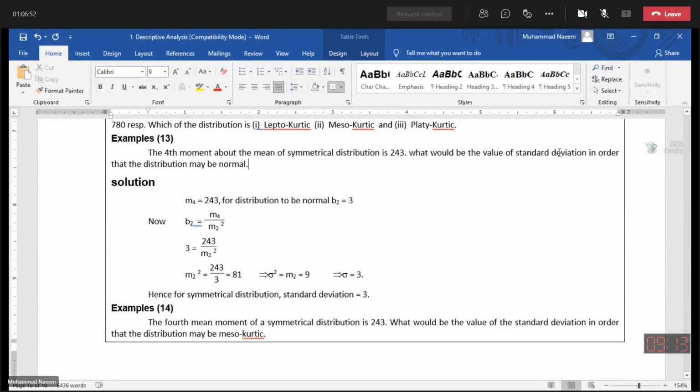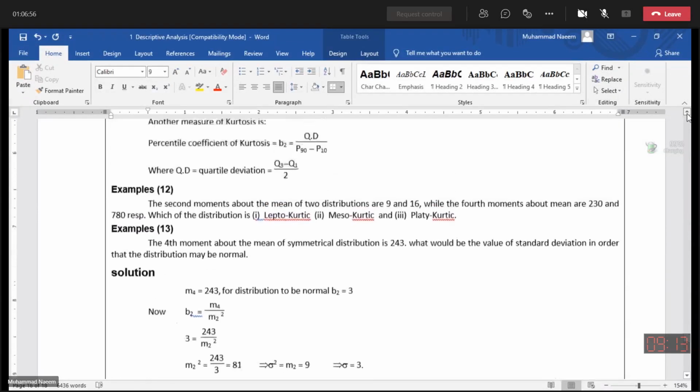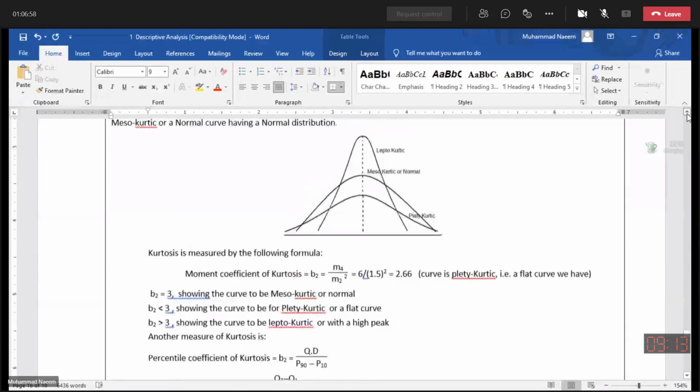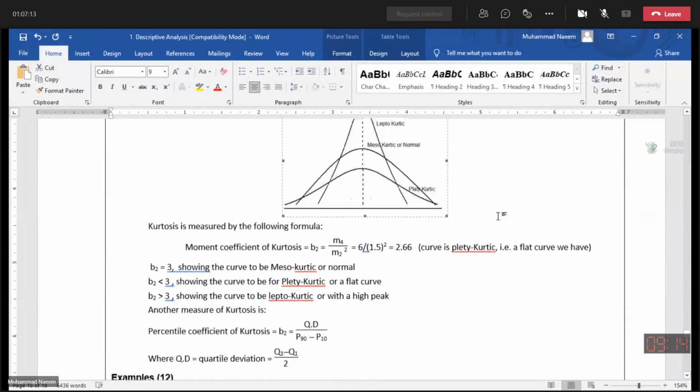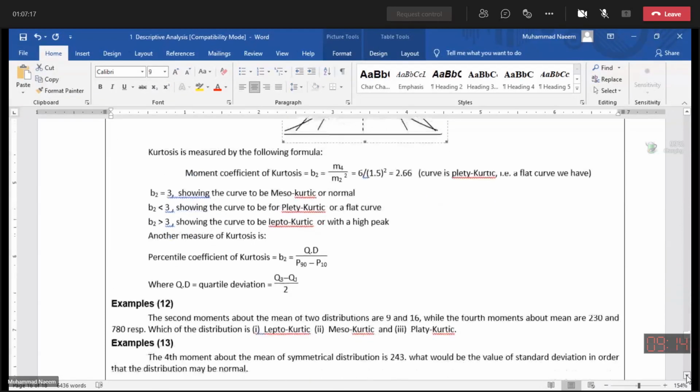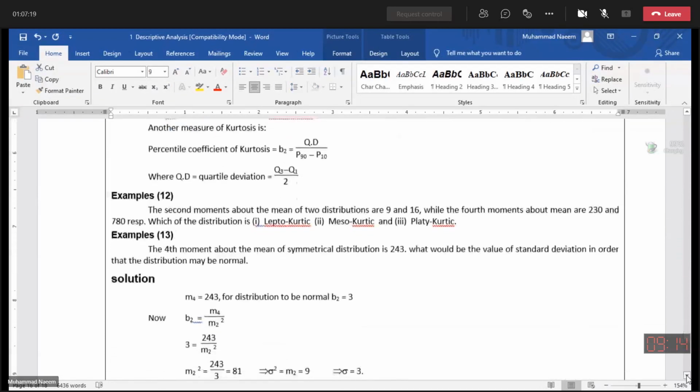So what would be the value? One thing, the distribution is symmetrical. Remember, in all these cases, when we discuss kurtosis, the distribution is normal, or all the three distributions are symmetrical. So look at this statement.